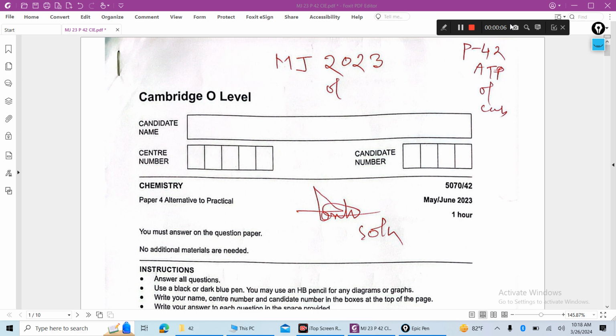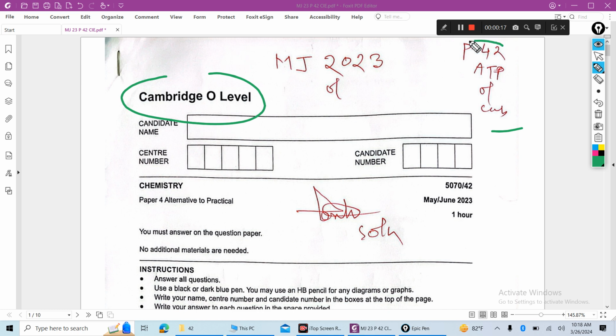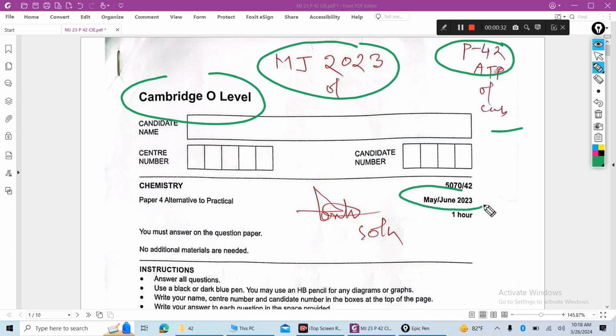Hello students, today I am going to discuss Cambridge O-level chemistry paper 42, alternative to practical, May-June 2023. Cambridge O-level chemistry, May-June 2023, paper 42.